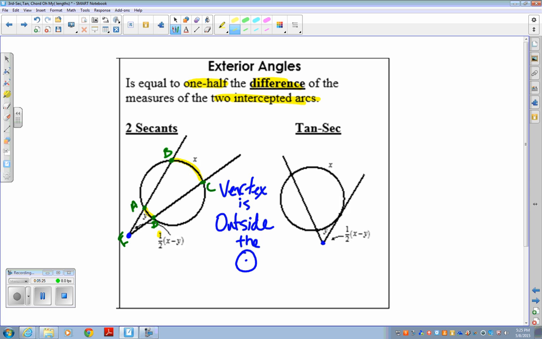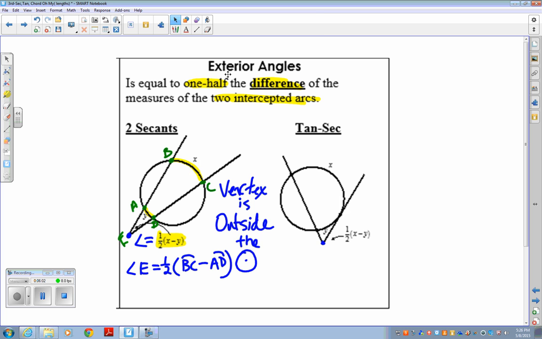So this rule is trying to show you that if you take the measure of arc X minus the measure of arc Y and take half of that, that would equal the angle. It is basically going to give you your angle. Another way to look at this is that angle E would be equal to 1/2 of BC, take the larger arc, the one furthest from the angle, minus AD. When you subtract the two and take half of it, that would equal its measure.